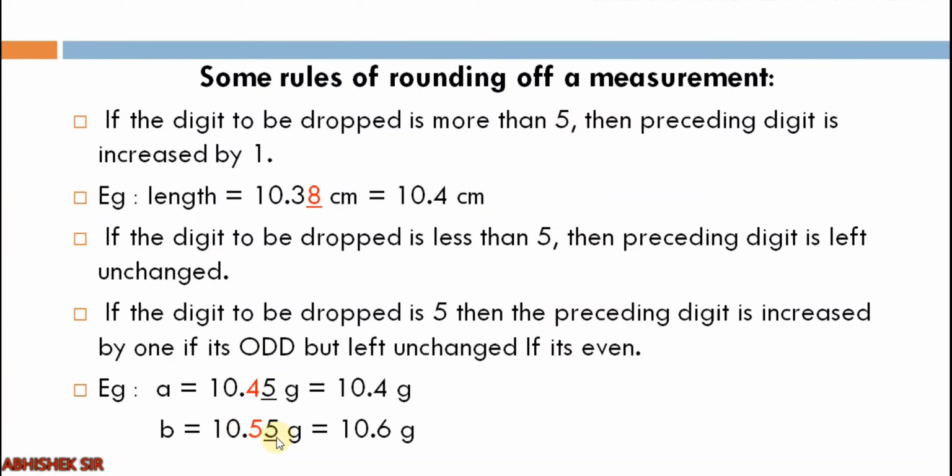You see the last example. Here the last digit was 5, but you see the preceding is also an odd number. So if the conditions are like this, the preceding one is odd, we add 1 to the preceding. So 10.55 becomes 10.6. Clear? So this 5 is rounded off to 0 and we are adding 1 to the preceding 5, so it becomes 10.6.